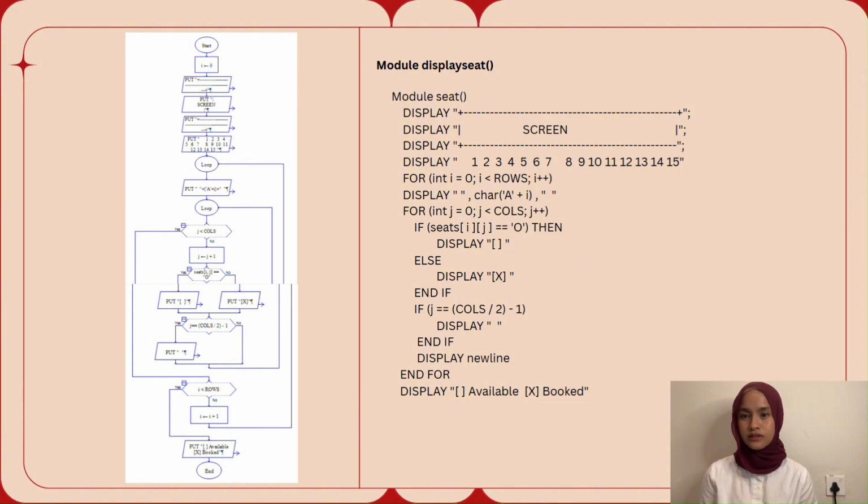If the seat is available, it will display a 0 bracket. If the seat is booked, it will display an X bracket. It adds a space in the middle to represent an aisle for the cinema. After one row is printed, it moves to a new line, which makes the layout clear and organized. And lastly, it will display 0 bracket for available and X bracket for booked. This module uses nested loops to display cinema seats and conditions to show whether a seat is available or booked.